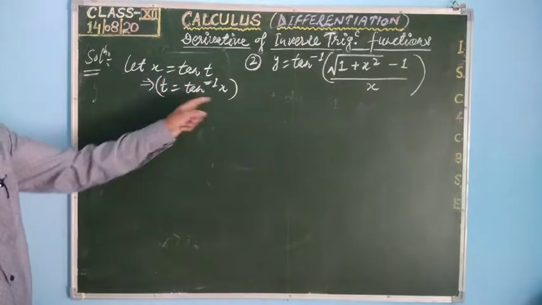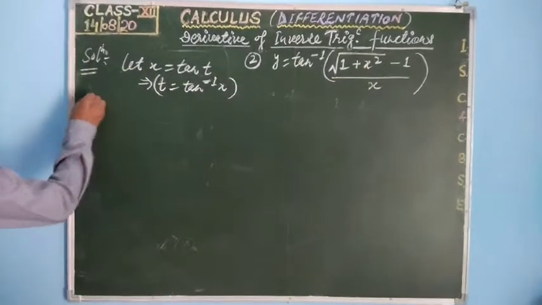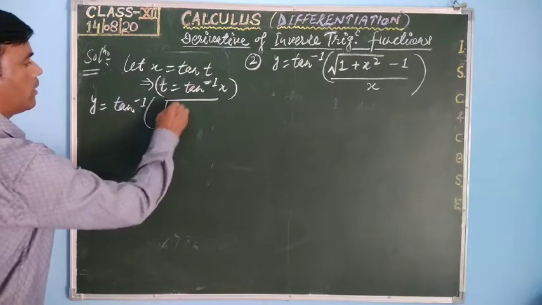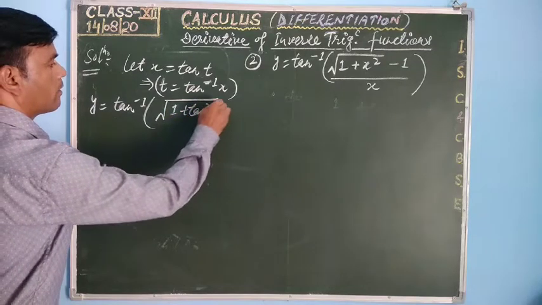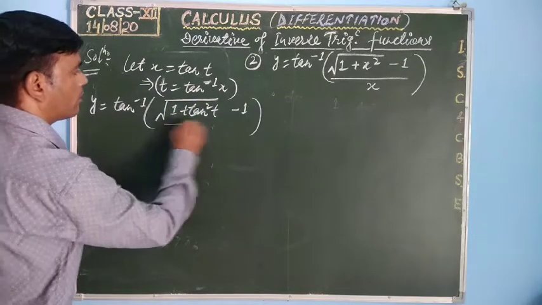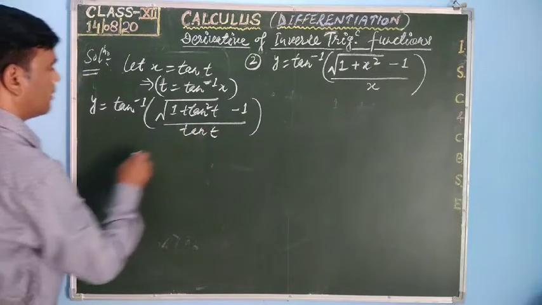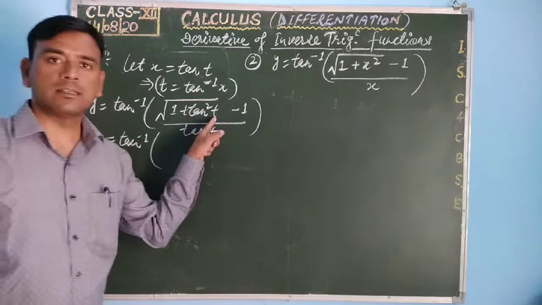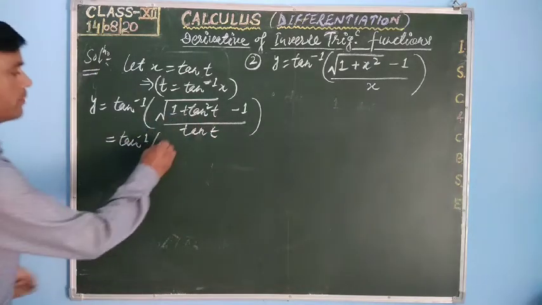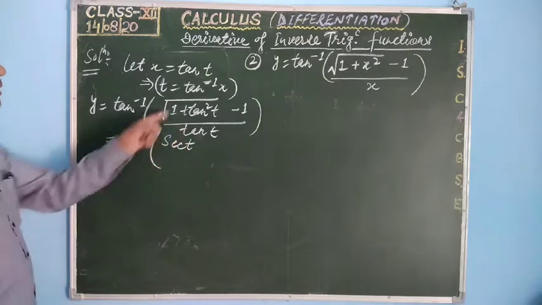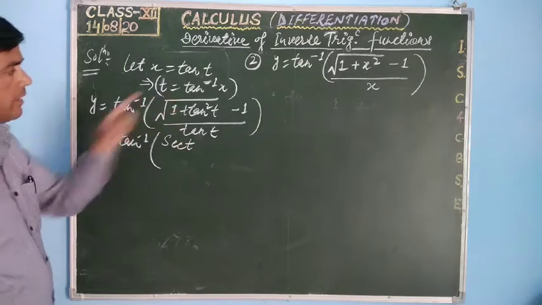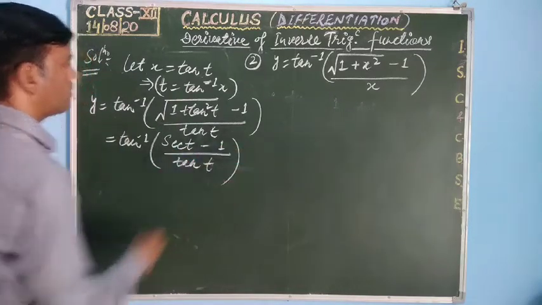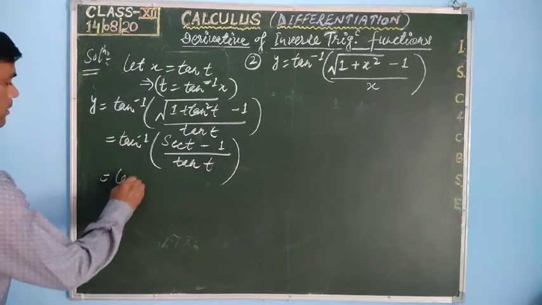Okay. So in place of x, if we put tan t, then we get y equals tan inverse of (under root 1 plus tan square t, minus 1) upon tan t. Further, 1 plus tan square theta is always sec square theta, so it becomes sec t, removing the square and radical sign, then minus 1 is also there, upon tan t. So this will be converted into tan inverse.